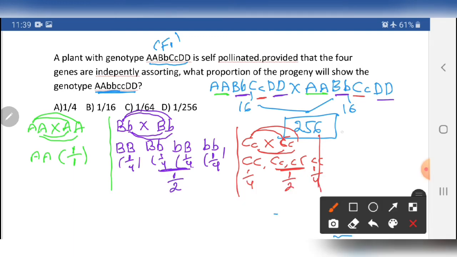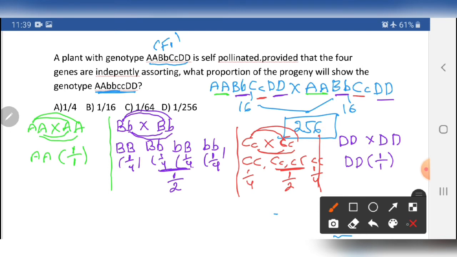Capital D. So both are homozygous dominant. How do you write? All capital means we can find only one type of combination. So the capital D value is only 1. So we can write 1 by 1.